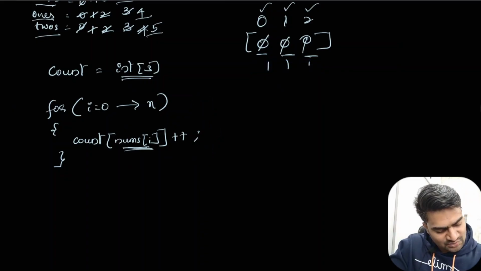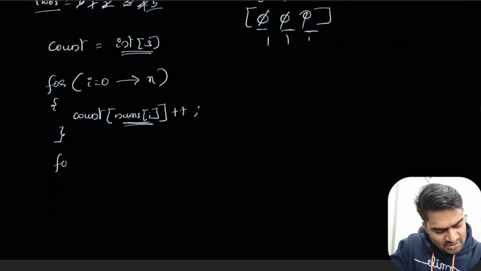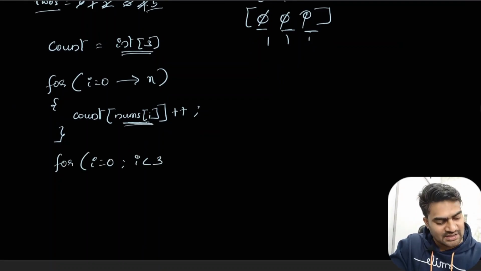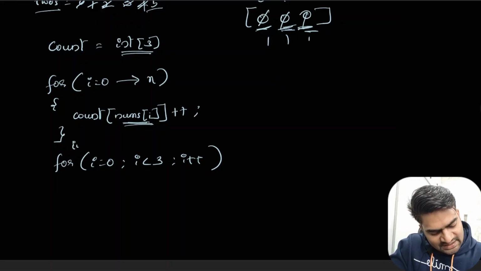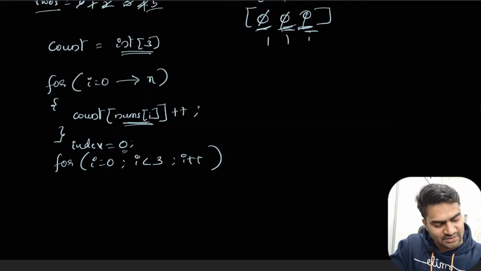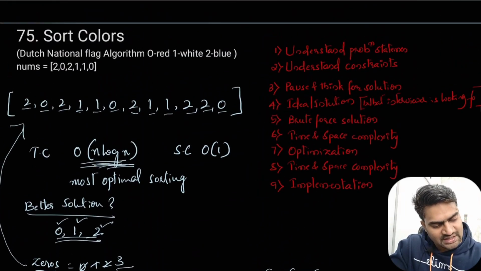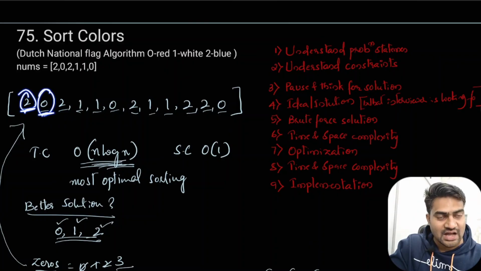After that, I will use one more loop for i equal to 0, i less than 3, i plus plus. Basically, I will iterate over each of these values and try to overwrite the original array. Before that, I will take an index equal to 0. This value will give me the reference of this particular array here. So this is 0. Once I update this value, I will increment it, then it becomes 1. Then I'll update this value, and again I'll increment, something like that.